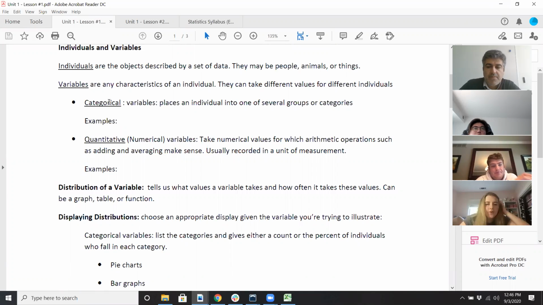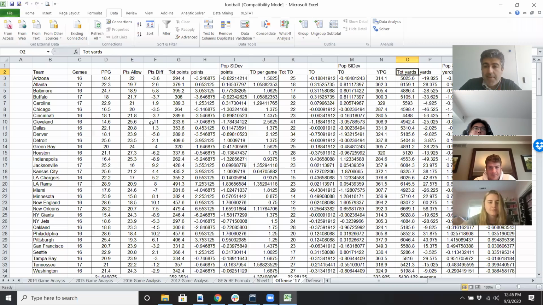Categorical variables place an individual into one of several groups or categories. And then quantitative numerical variables take numerical values for which arithmetic operations such as adding and averaging make sense, usually recorded in a unit of measurement. Perfect. Now, the data I showed you guys is all quantitative.